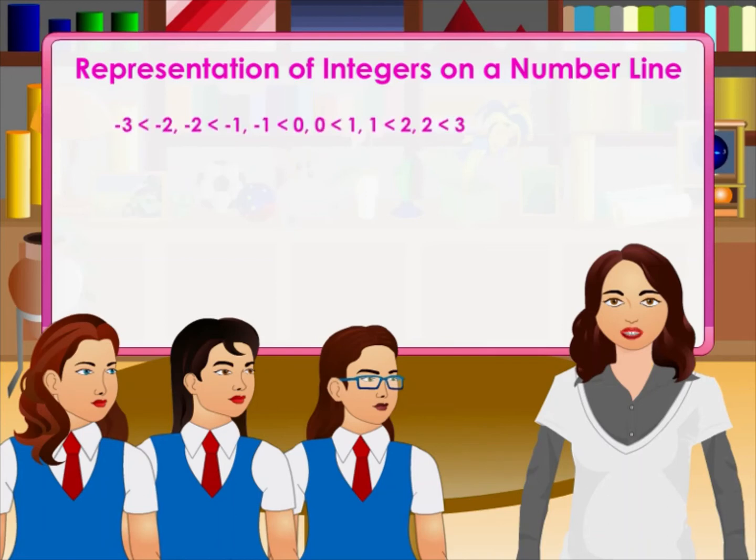Therefore, minus 3 is less than minus 2, minus 2 is less than minus 1, minus 1 is less than 0, 0 is less than 1, 1 is less than 2, 2 is less than 3, and so on. Hence, the collection of integers can be written as minus 7, minus 6, minus 5, minus 4, minus 3, minus 2, minus 1, 0, 1, 2, 3, 4, 5, 6, 7, and so on.